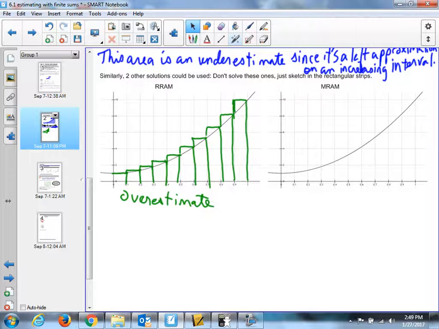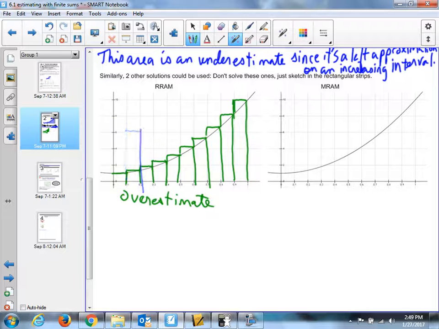I think you could use analogous reasoning, right? It's an overestimate because it's a right approximation on an increasing function. If this was a decreasing function from left to right, it'd be an underestimate. If you can imagine a function going like this, and you did a right approximation, it'd be an underestimate. So it depends if the function's increasing or decreasing.